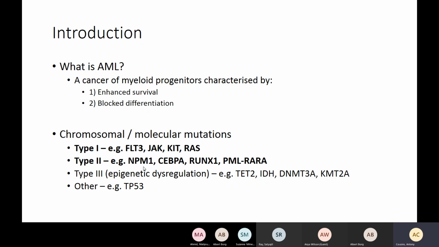Or you start off with a FLT3 and you acquire an epigenetic dysregulation on top of the FLT3 mutation, giving you a more aggressive or more difficult to treat leukemia. So yes, clonal evolution is very much a thing in AML. The same things happen in ALL as well, but in AML we focus more on the mutational landscape.